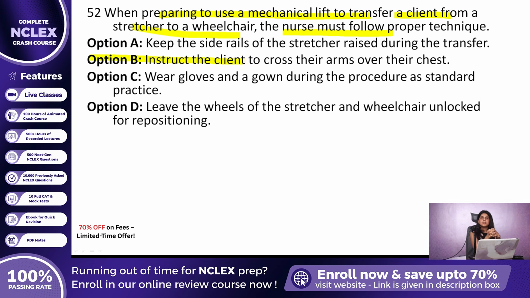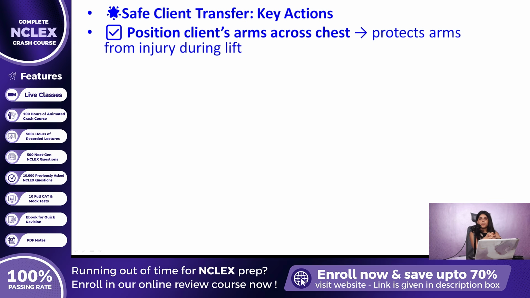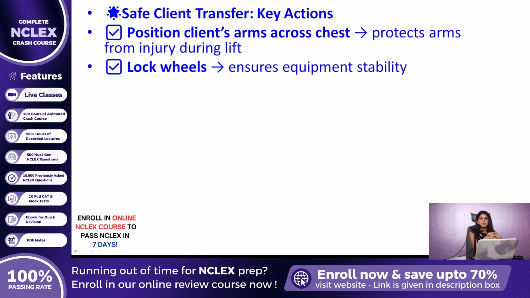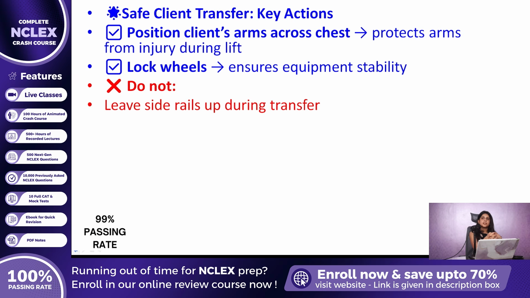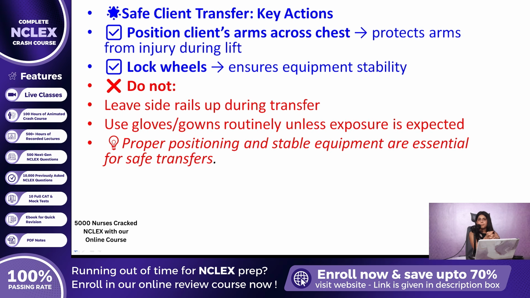The explanation is that this position helps protect the client's arms from injury during the lift. The side rails should be lowered, gloves and gowns are not routine unless exposure is anticipated, and the wheels must be locked to prevent movement. The key point is that client positioning and equipment stability are crucial during transfers.